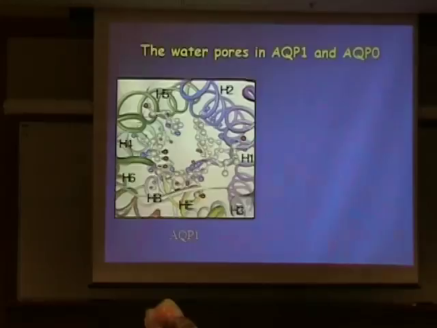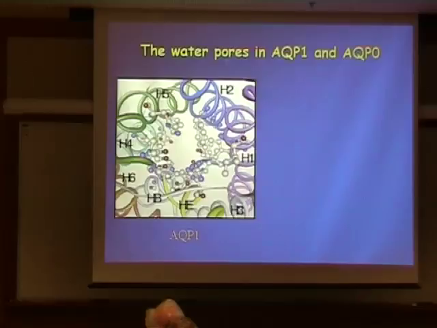And so first, this is AQP1. This is a very efficient water pore. And this is seen from the top, so these would be transmembrane alpha helices. These are the pore lining residues. And right in the middle, you can see very obviously, this is the water pore.